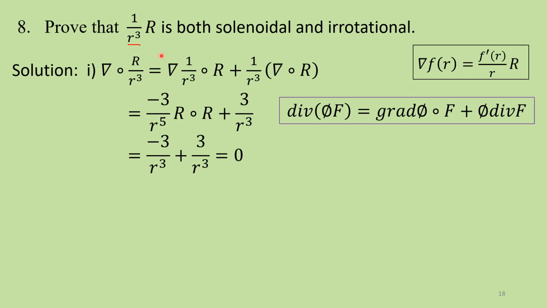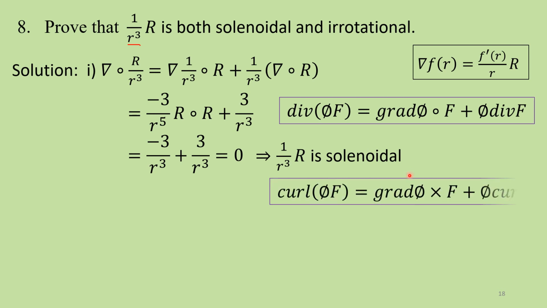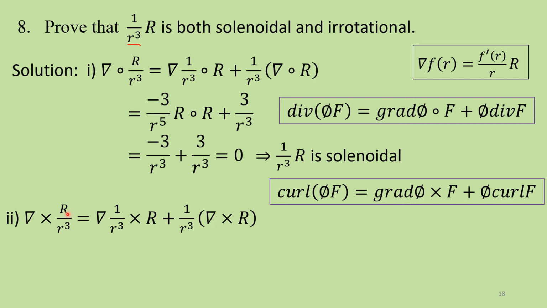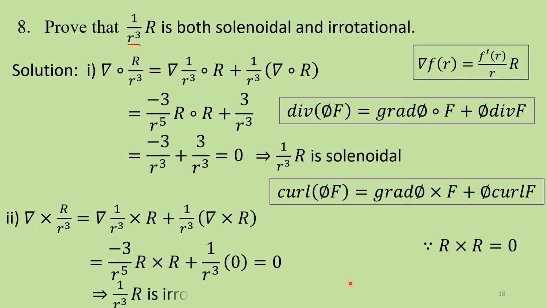Now the curl of (1/r^3) r, again you can use the same identity, that is curl of phi f equals grad phi cross f plus phi times curl f. So del cross (1/r^3) r is the gradient of 1/r^3 cross r plus (1/r^3) times del cross r. Curl r is 0. And the gradient you already got, minus 3/r^5 times vector r, but r cross r is 0, so that's why it is 0. So the curl of r/r^3 is 0, which means it is irrotational.